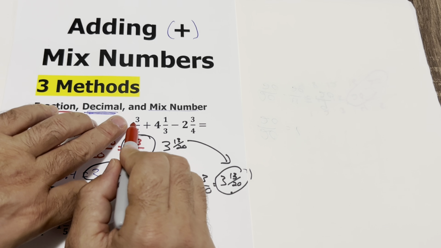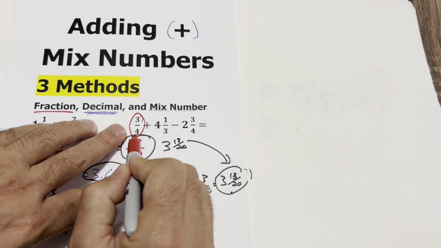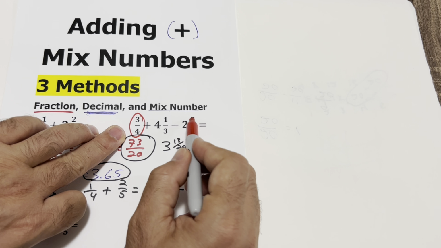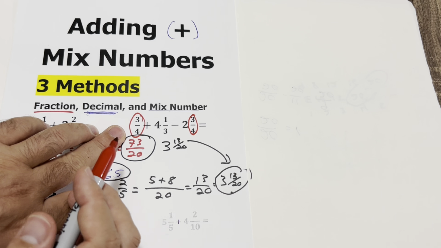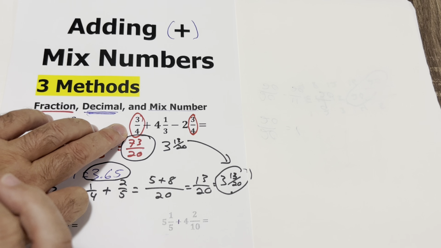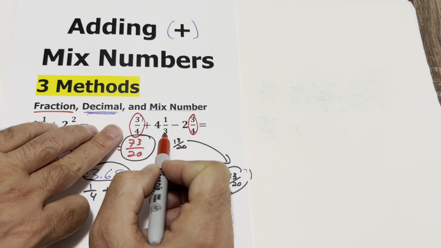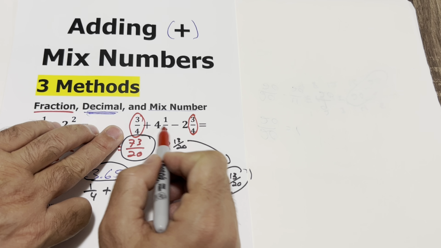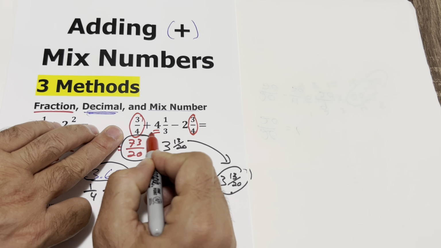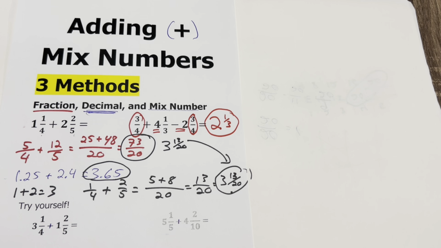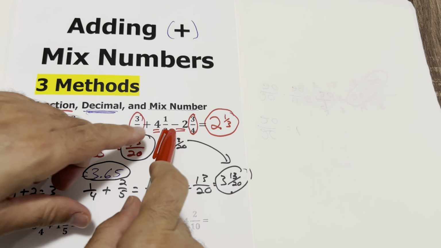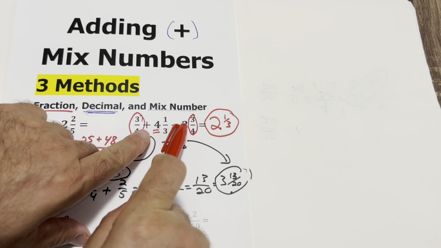So I have here a 3/4, and here minus 3/4. So 3/4 minus 3/4 is 0. So basically I'm done with those two fractions. Now the only fraction I have is 1/3, and the whole numbers are 4 and -2. So 4 minus 2 is 2, and the 1/3. That's it. That's the answer. Done. Very, very easy.